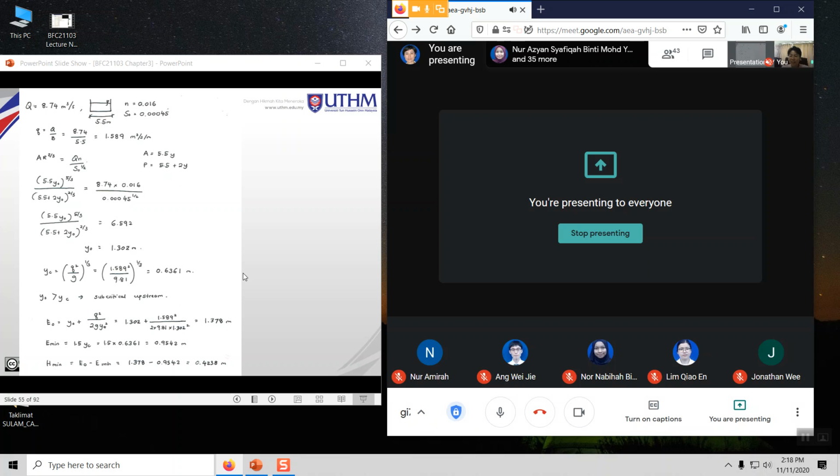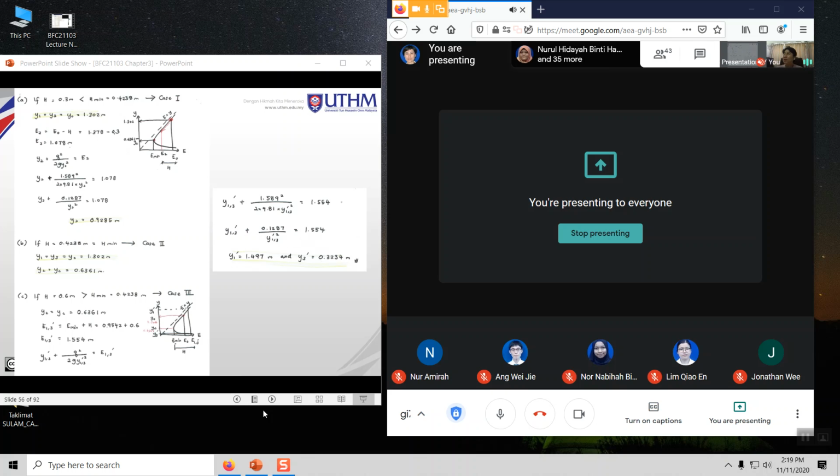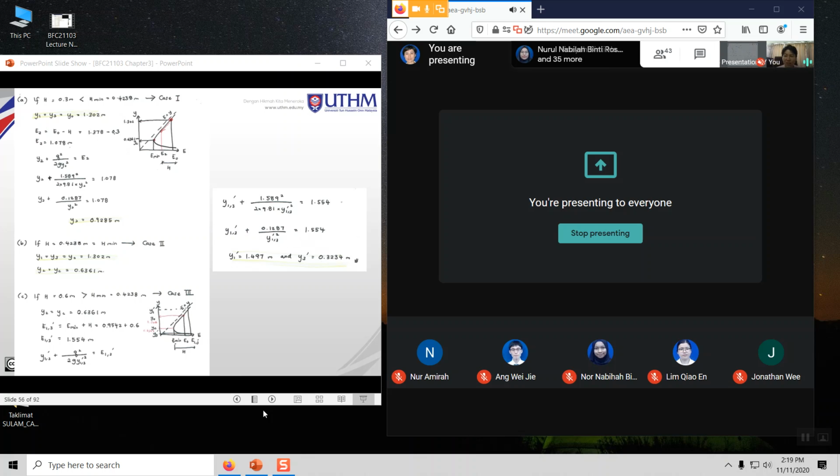Case 1. Let's look at A, which in fact is case 1. If H is 0.3 meter, when H is less than H min, it is case 1. Look at it, I purposely drew an E-Y curve there, because by sketching this out, I can actually get my formula already. I know that my E2 is actually my E0 minus H. So I can get my E2.